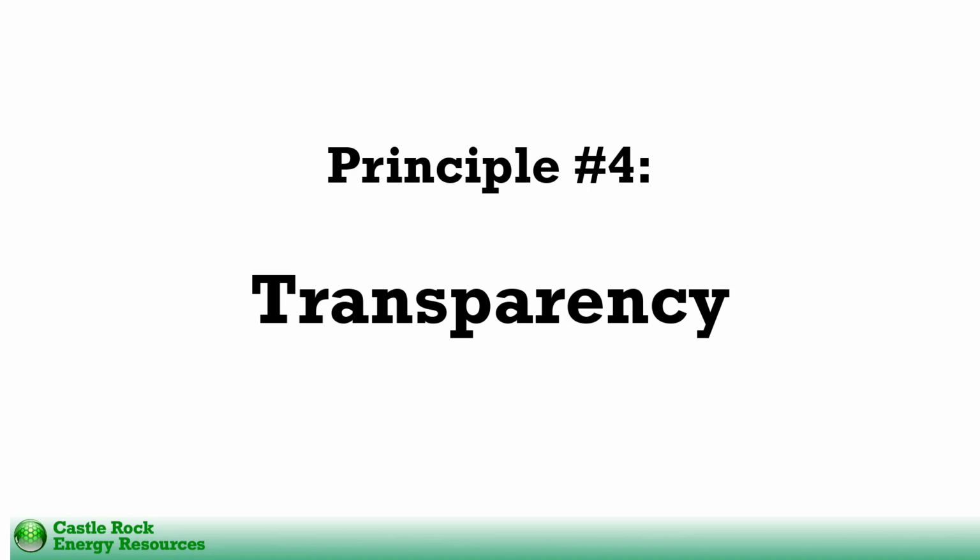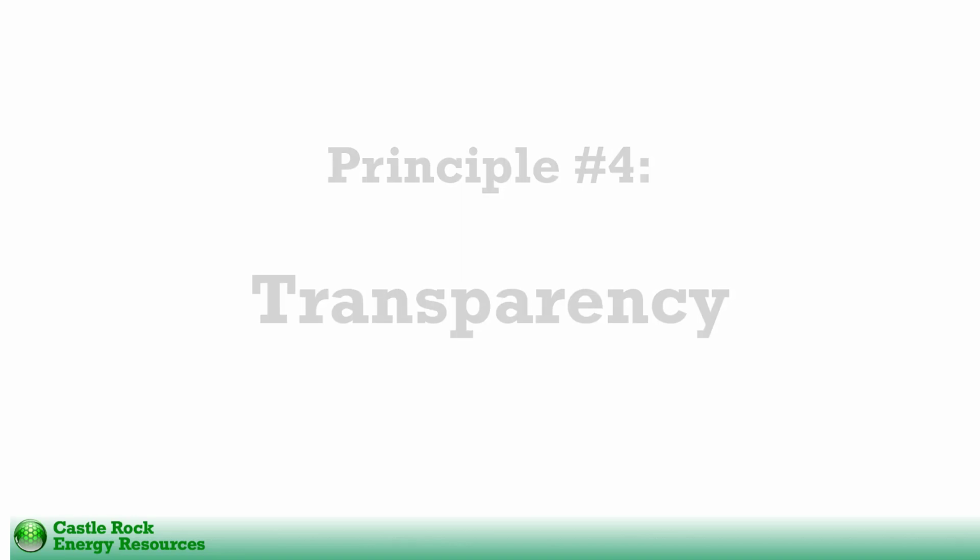Principle number 4, transparency. In general, this rule consists of a number of different specific stipulations, but in aggregation, they all add up to the fact that certain types of affiliate and transmission information must be made public to all shippers.